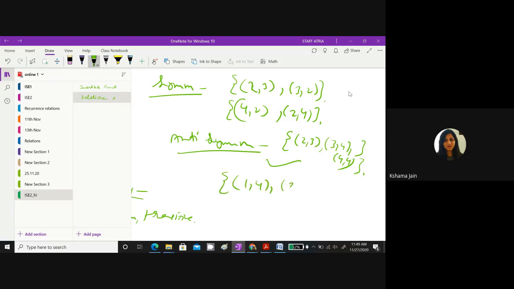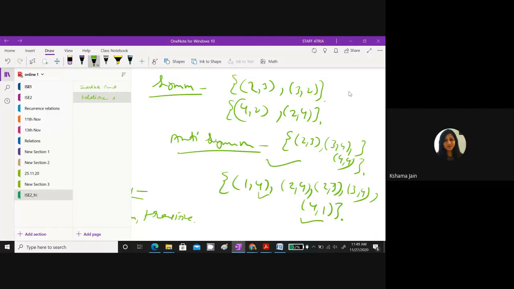1, 4, 2, 4, 2, 3, or 3, 4, or 4, 1. Now you tell me, is this anti-symmetric? Just observe all 5 ordered pairs and tell me. Ma'am, it is symmetric? 1, 4 is there and 4, 1 is also there. So that's why it's not anti-symmetric.